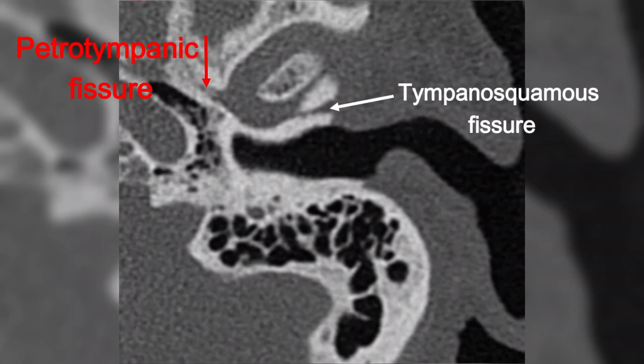The tympanosquamous fissure separates the tympanic portion of the temporal bone from the squamous portion and is located parallel and anterior to the bony canal. The petrotympanic fissure, or Glaserian fissure, provides a pathway for the chorda tympani to exit the middle ear and enter the infratemporal fossa, along with the anterior tympanic artery.